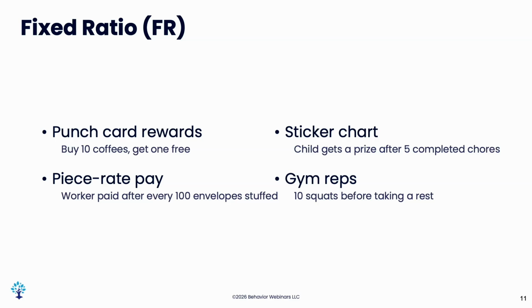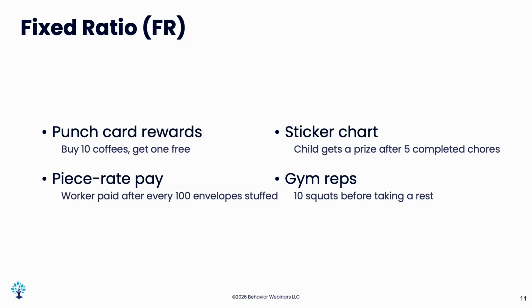Okay, so let's talk. I have multiple slides of examples here. So fixed ratio, let's talk about some examples. A punch card is a fixed ratio. You buy 10 copies and you get one free. And if you think about responses, when we're at the very beginning of our punch card, we might work on it kind of slowly. But when we get towards the end, we're going all the time to get that free copy. So worker paid after 100 envelopes stuffed.